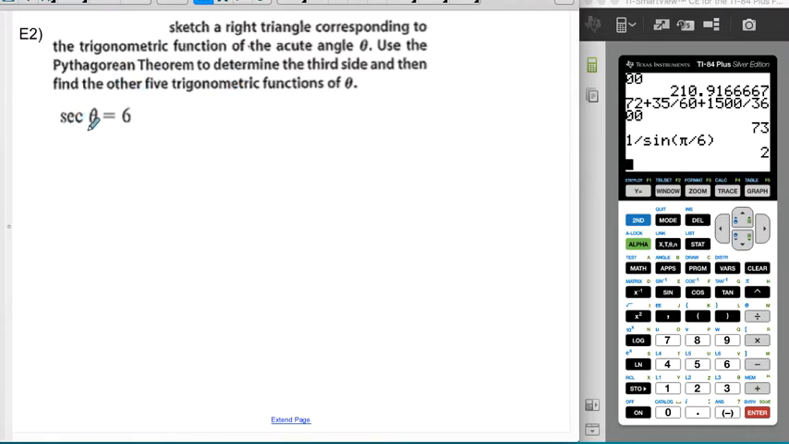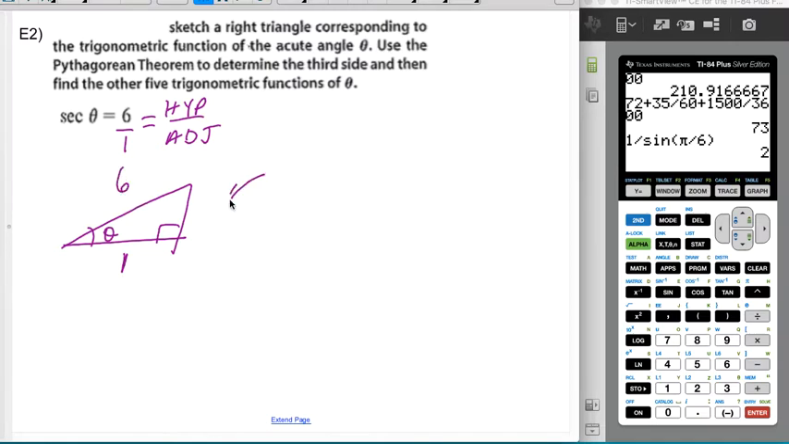So remember that secant, right? Secant is the flipped version of cosine. So secant, which is 6 over 1 here, because everybody's secretly a fraction, instead of being adjacent over hypotenuse like cosine, is going to be hypotenuse over adjacent. So I'm going to go ahead and sketch a version of this triangle. Here's my theta. It does not have to be pretty. I know that the adjacent side is a 1. I know the hypotenuse is a 6. So I'm going to find this missing side.